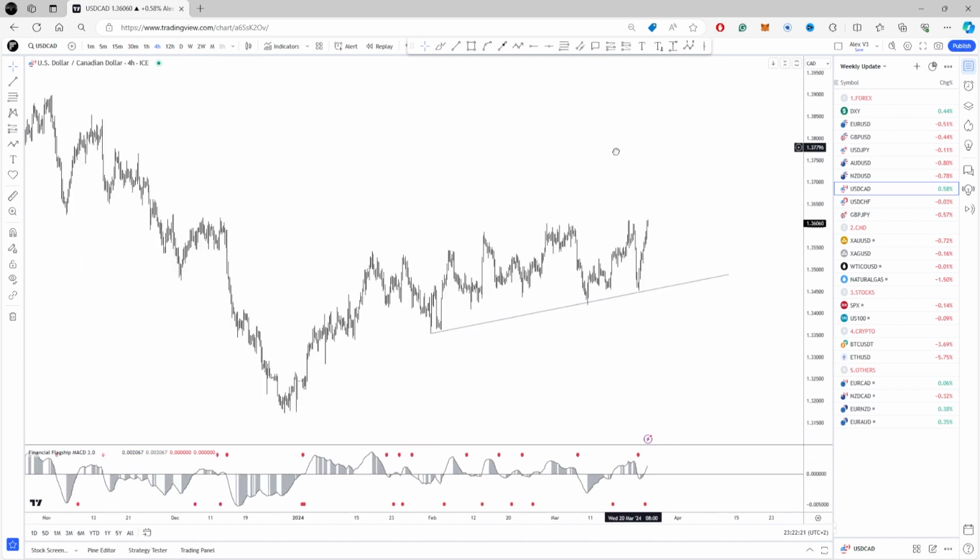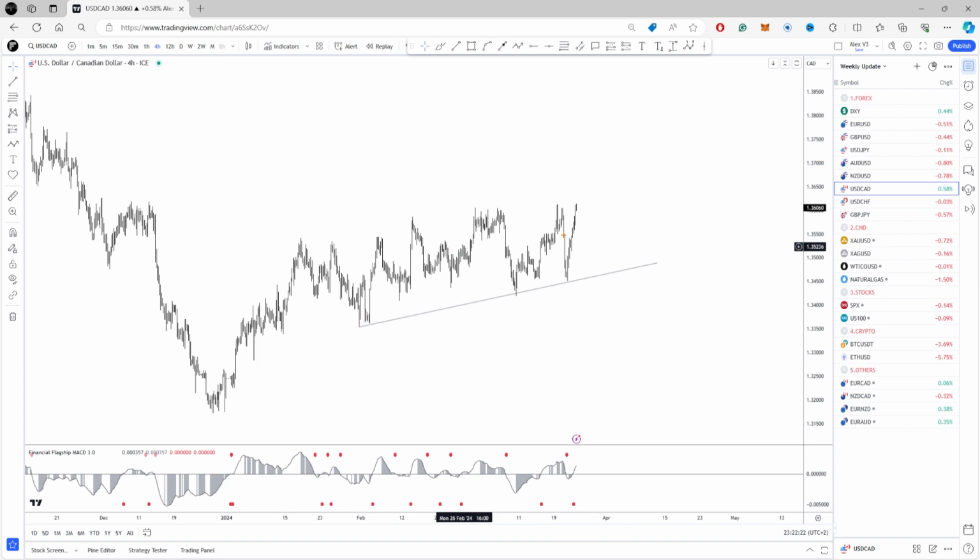This is a nice trend line that we were looking at for a while now, and the price reacted at this level. It nearly touched it. So what I'm expecting here for USD CAD in the coming week is a consolidation, one more push up, take out this top, and then we'll see what happens next.